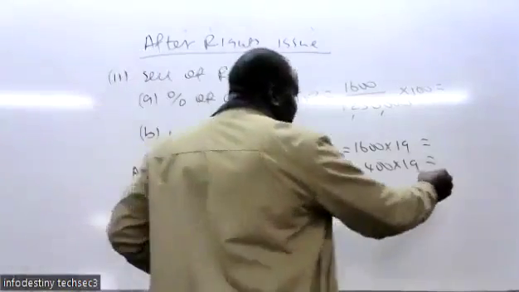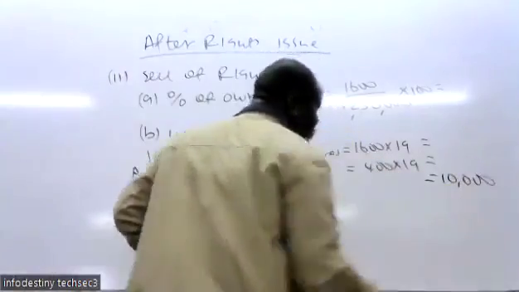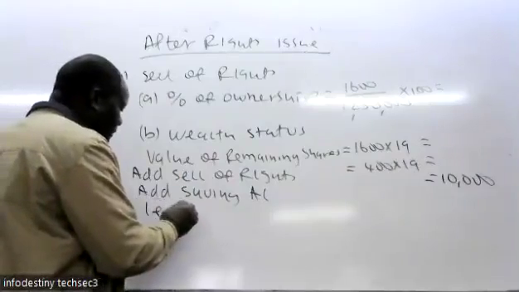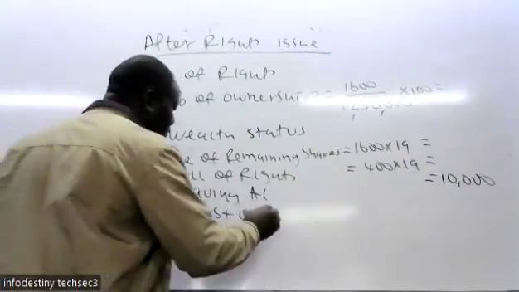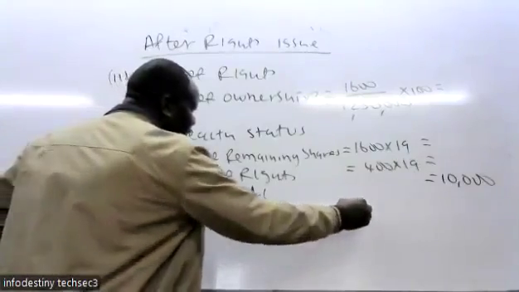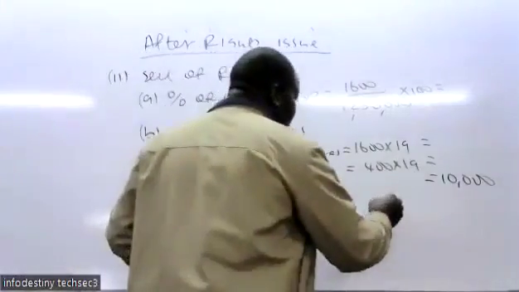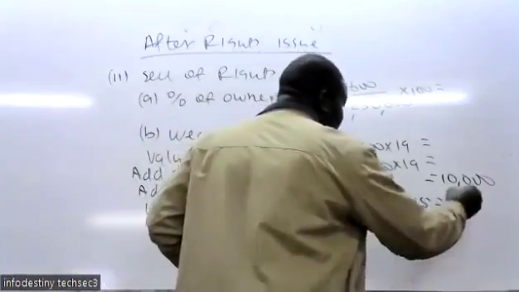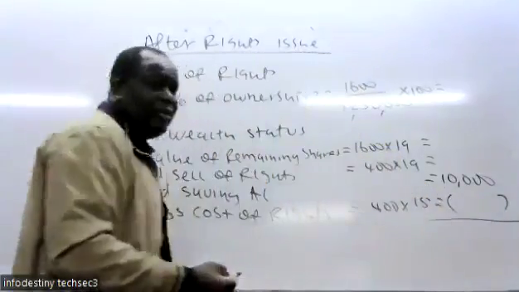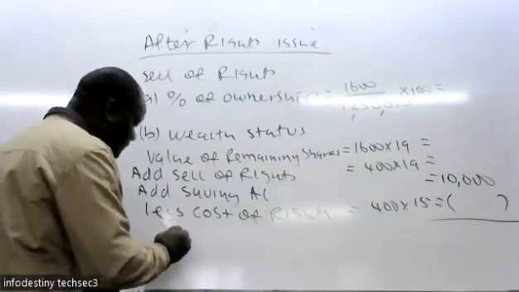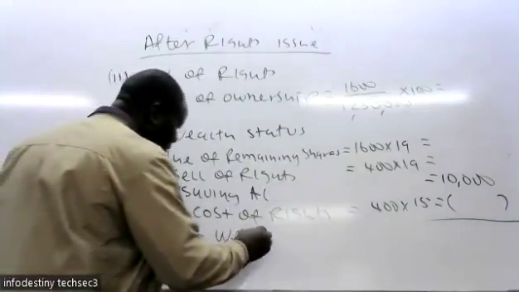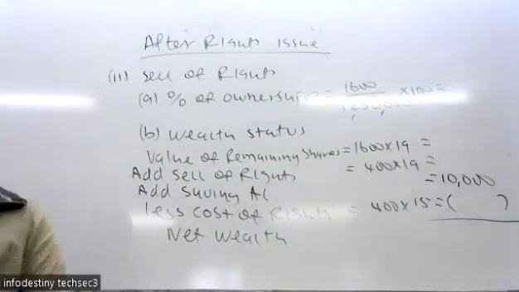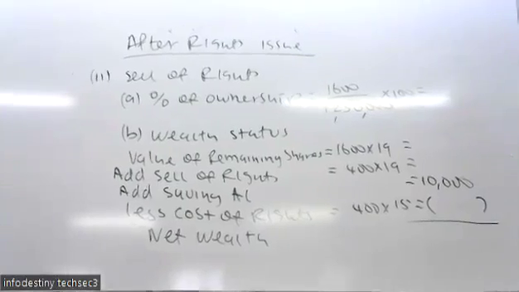You had 10,000. But now you also have to less the cost of the rights because you acquired those shares. So he acquired 400 shares, but at the offer price, which was 50. So that figure you minus, so that we come up with the net wealth.